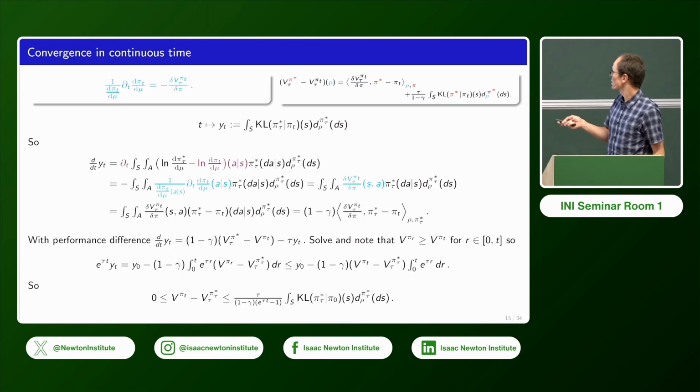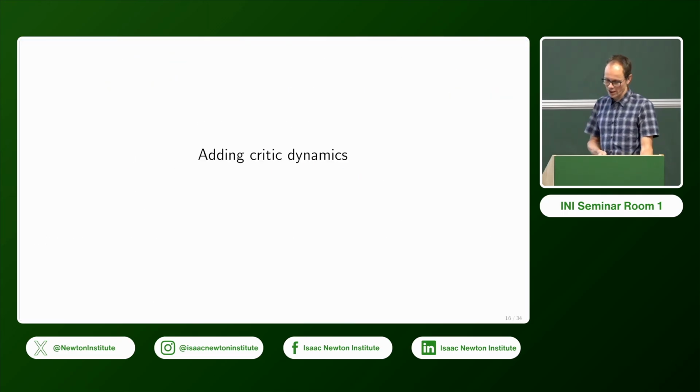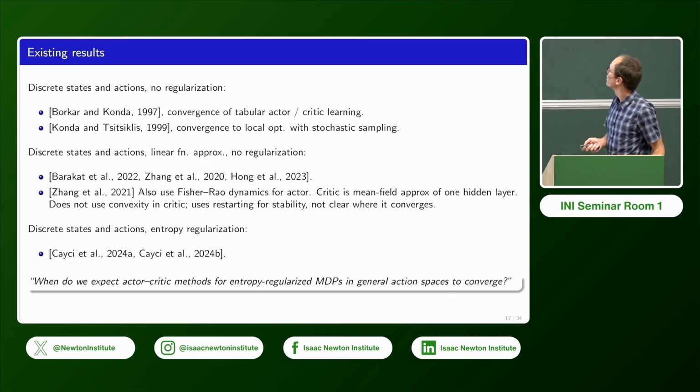Okay, so this was the actor. Nice and easy. If you have exact updates, you get exponential convergence. So now we want to add the critic, and let's see where we get to. A bit of an overview: actor-critic algorithms have been considered for a long time. There are articles that consider the tabular setting and show convergence. This one is with linear function approximation and actually stochastic sampling. They show convergence to local minima, in other words, to points where the gradient becomes 0.